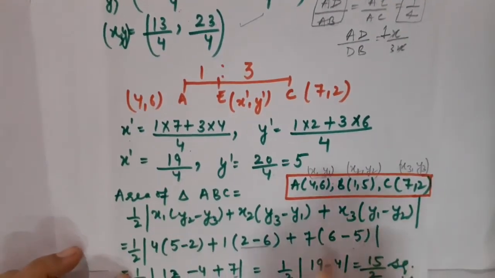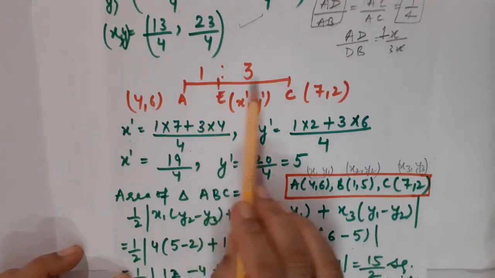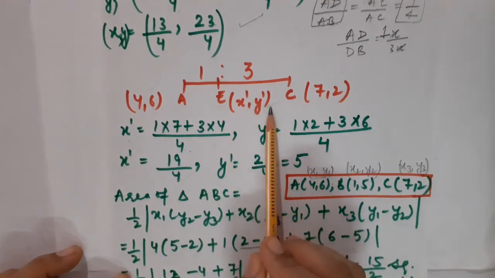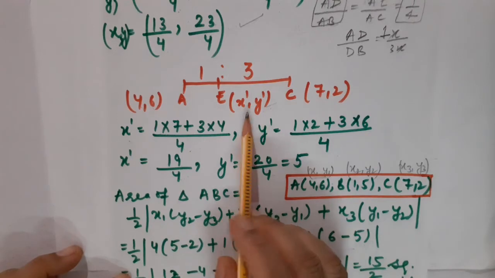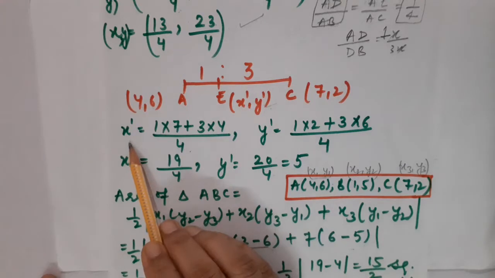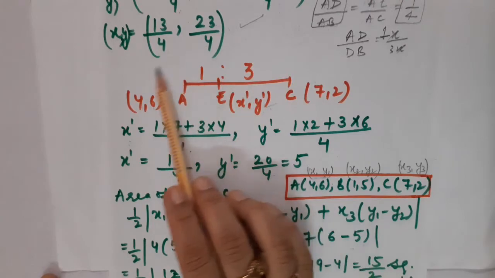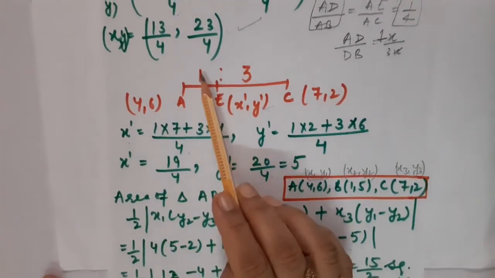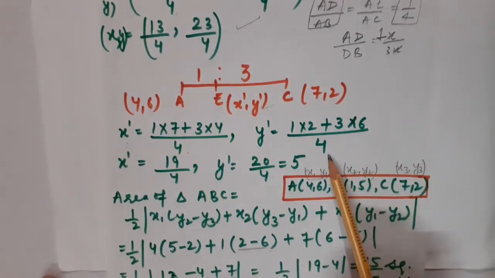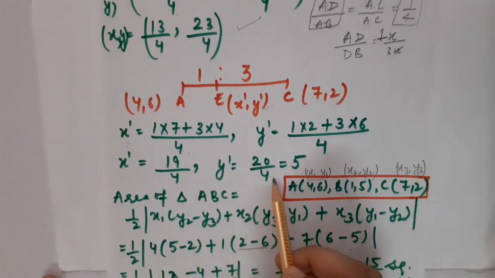In the same manner, children, I have taken another side of the triangle, that is AC, and point E is going to divide this AC in the ratio 1:3. So now I have to calculate the coordinates of point E, which I have considered as x dash and y dash. So x dash is equal to, let us apply the section formula once again, (1 into 7 plus 3 into 4) upon 4, and y dash is equal to (1 into 2 plus 3 into 6) upon 4. Correct? So what are the coordinates? That is 19 by 4 and 5.